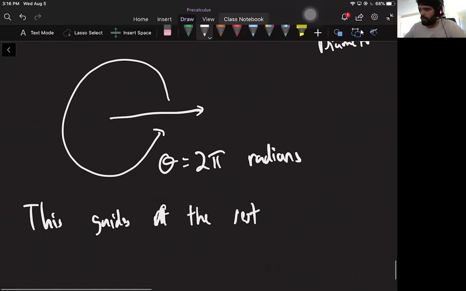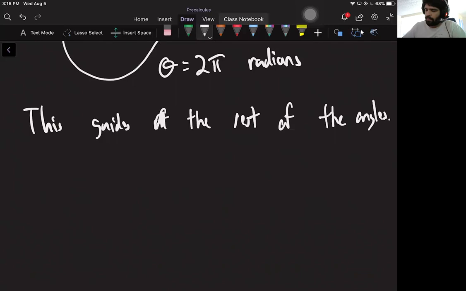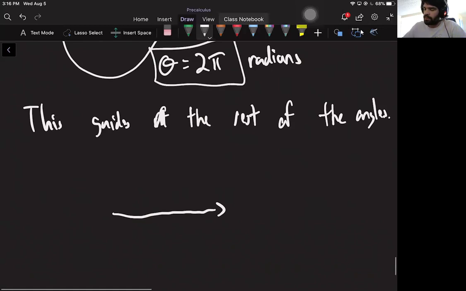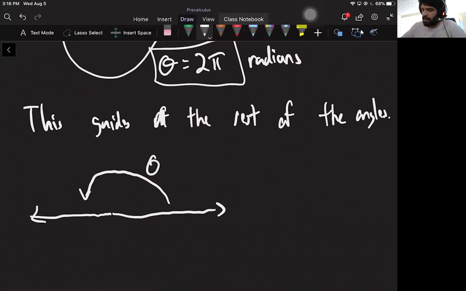Same way it did for degrees. So this guides the rest of the angles. What I mean is, what are some important angles? Well, a full rotation is certainly important. That's what we said 2 pi was. Well, a half a rotation is also very important. So what's that angle? Well, it's 2 pi because that's 1 rotation divided by a half. So that's just pi.